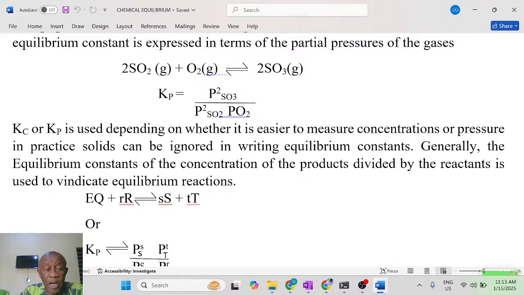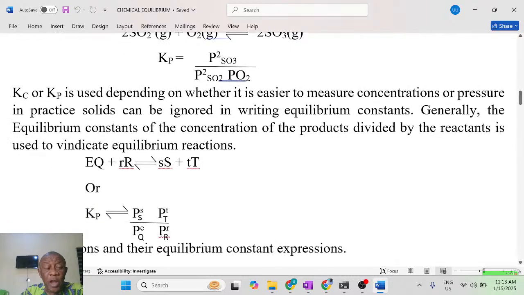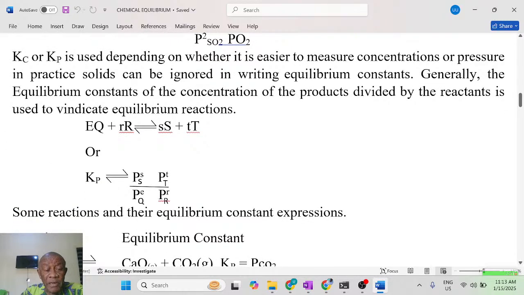In practice, solids can be ignored because they don't create a pressure at all. Generally, the equilibrium constant, the concentration of the products divided by the reactants, is used to describe an equilibrium reaction. If you look at the reaction, we have Q plus R giving S plus T, or we have Kp equals PS times PT all over PQ times PR.